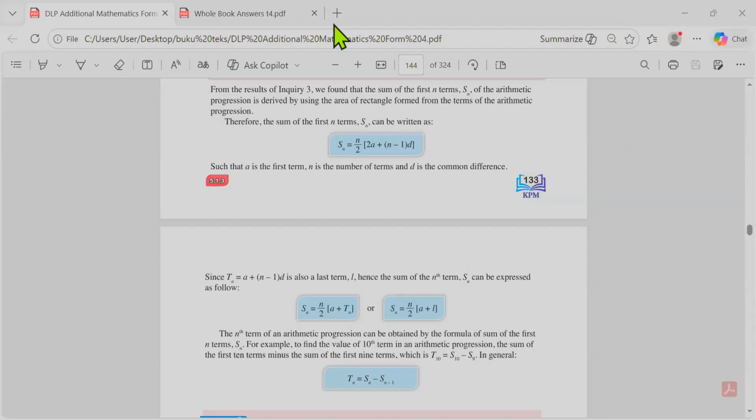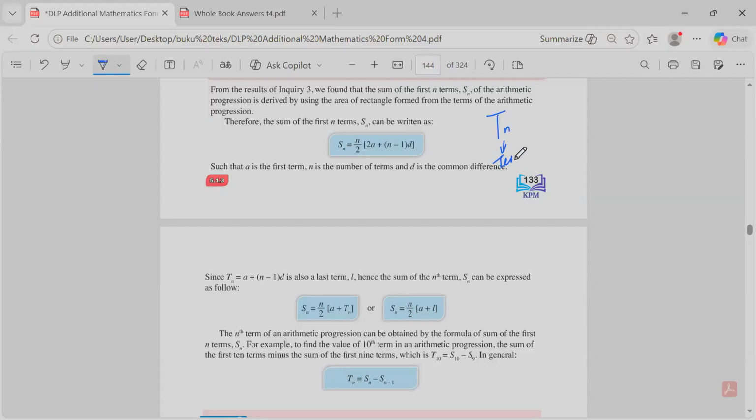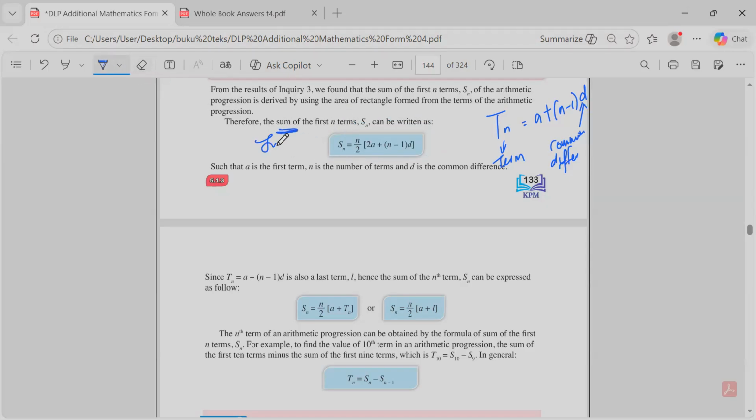Okay, previously we have learned this: Tn, the nth term, equals a plus (n minus 1)d, where d is the common difference for an arithmetic progression. Now today we are going to learn this S. S means sum, jumlah, total. Okay, total.